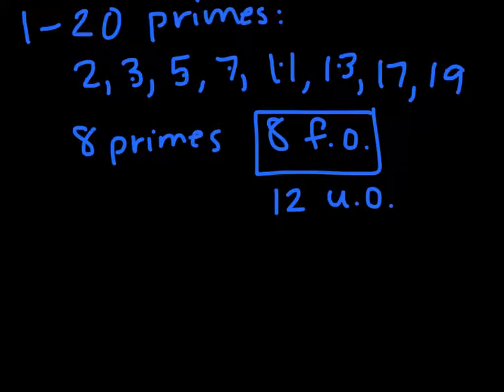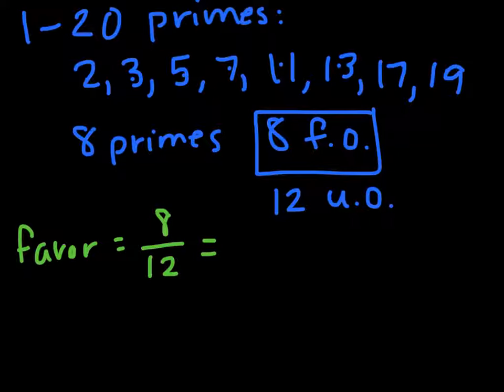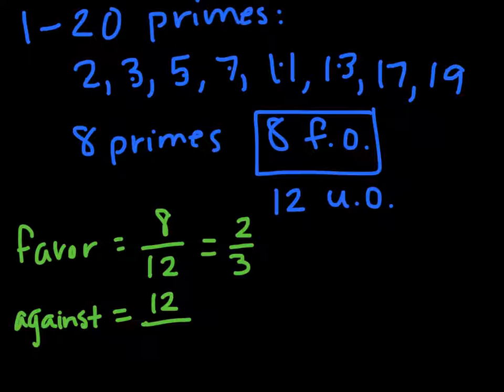So let's calculate our odds in favor. Remember, odds in favor is equal to the favorable outcomes over the unfavorable outcomes. So our odds in favor of choosing a prime number are 2 to 3. The odds against choosing a prime is our unfavorable outcome over our favorable outcome, which is 3 to 2. So our odds against choosing a prime number are 3 to 2.